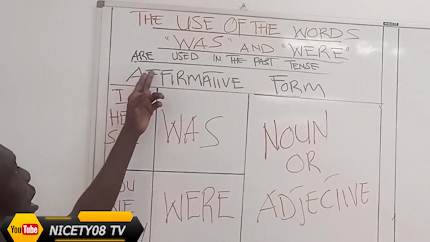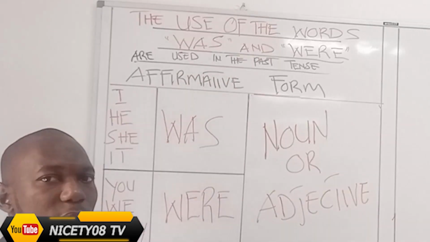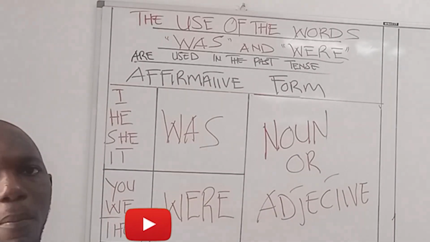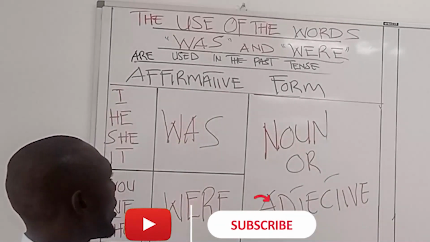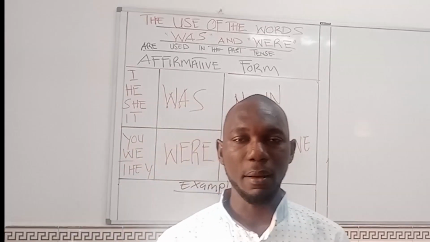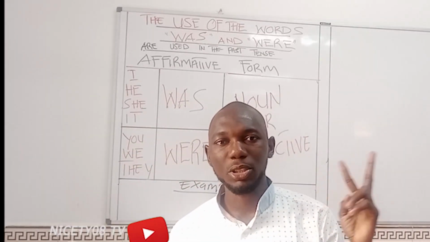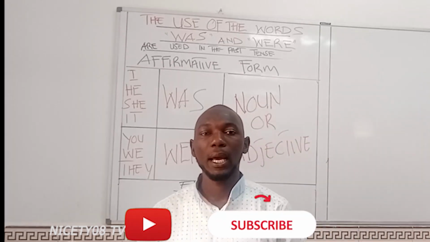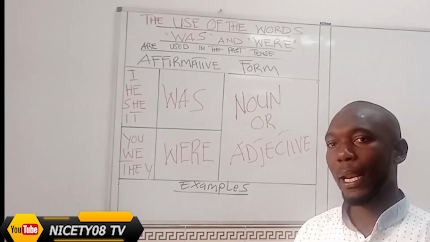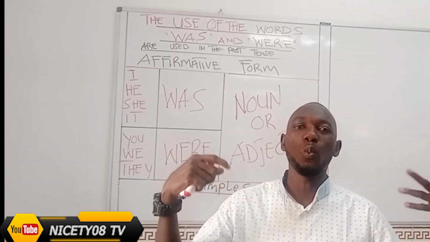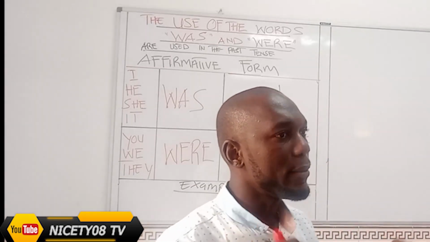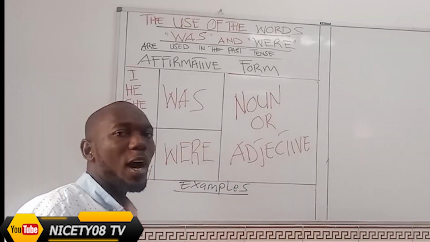Matumizi yake, these are used in the past tense, yanatumika katika wakati uliopita. Lakini leo hapa tutaangalia mfumo wa maelezo, affirmative form. Pia nilisema kwamba haya maneno yanaleta maana. Maana ziko tatu. Maana ya kwanza ilikuwa, katika wakati uliopita ilikuwa. Katika maana ya pili, kuwepo, nilikuwepo, walikuwepo. So today tunaangalia jinsi ya kusema ilikuwa, nilikuwa, walikuwa.